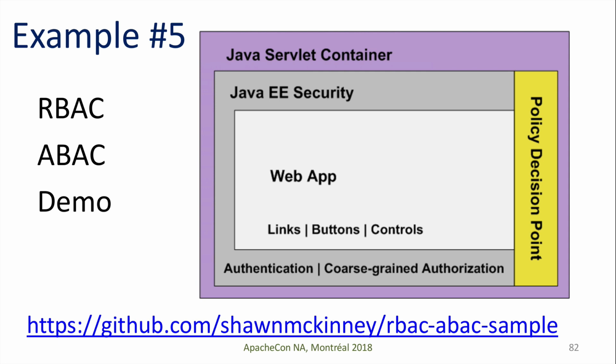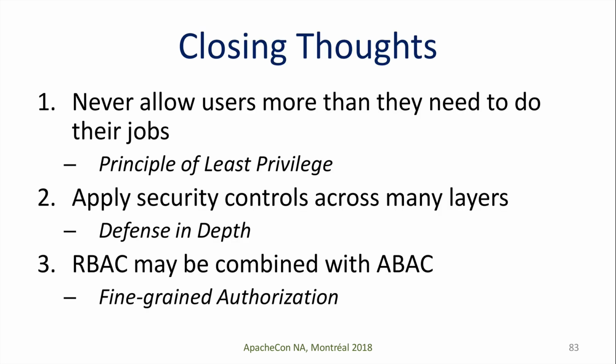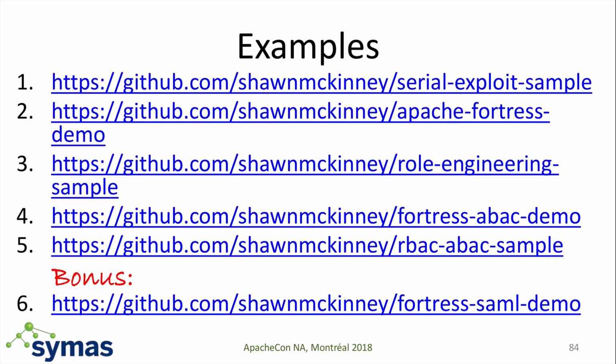And that's it. Closing thoughts: never allow users more than they need to do their jobs. That's the principle of least privilege. Apply security controls across many layers. That's defense in depth. RBAC may be combined with ABAC for fine-grained authorization. And there are my examples if you want to check them out. And again, these slides are published, guys.